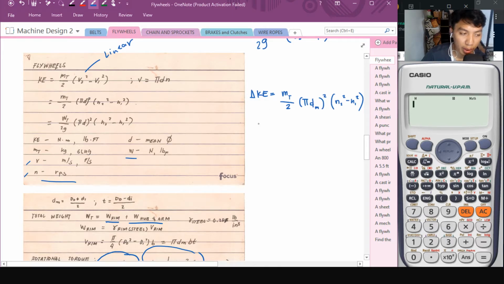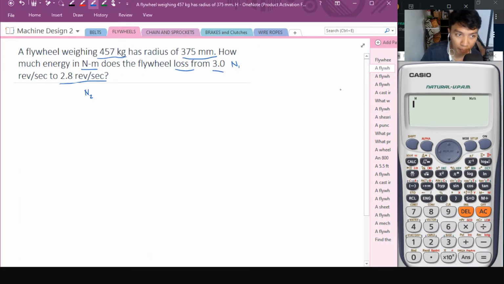But you have to take note that your mass should be in what unit? So, the mass should be in kilogram. Yung dm natin or the mean diameter should be in meters. Okay, dm is the mean diameter. Dapat to, meter. And then, tong n mo is equal to revolutions per second. Check natin kung tama ba yung mga units. So, ito, Newton meters. Ang kilogram ko, okay naman. Tong radius na mm, gawin mo muna tong meter.